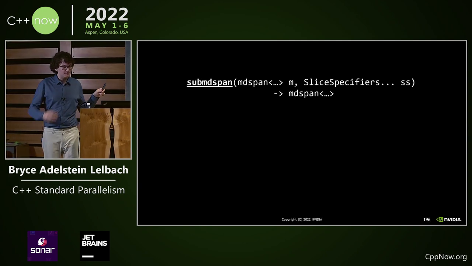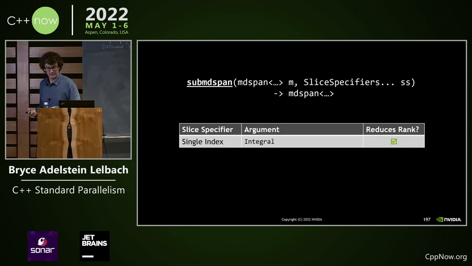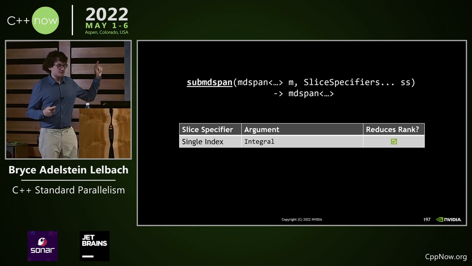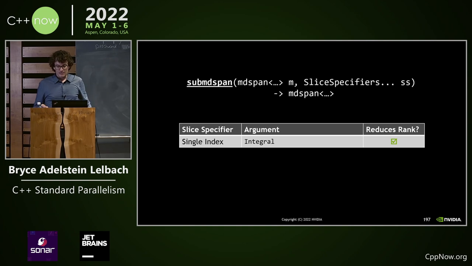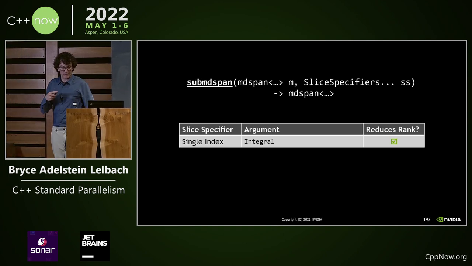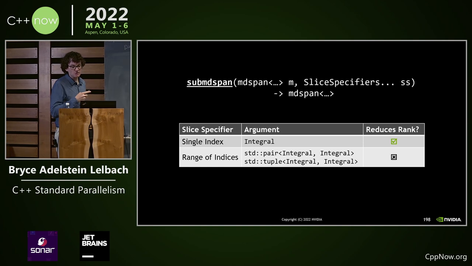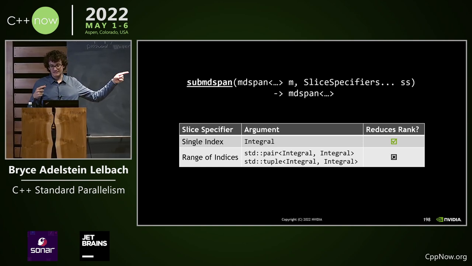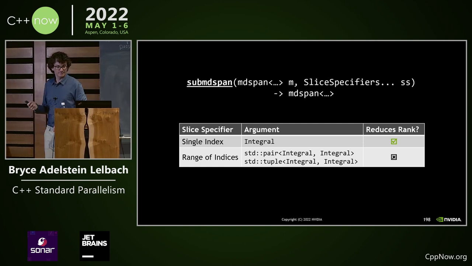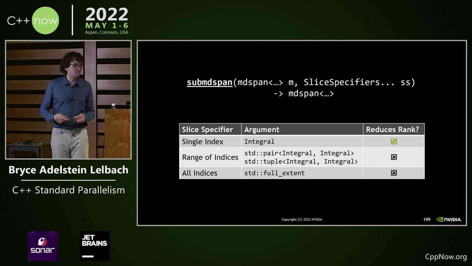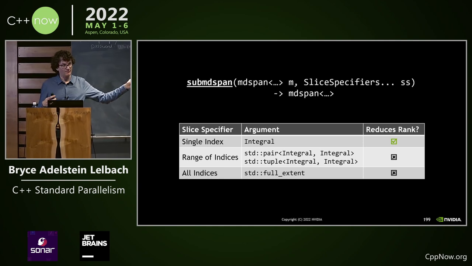For each extent of the MDSpan, you pass a slice specifier to sub-MDSpan. There are three types of these slice specifiers. The first is a single index to be selected for an extent, and you do this by passing an integral as the slice specifier. The rank of the returned MDSpan will be reduced by 1 for each single index slice specifier. You can also pass a range of contiguous indices to be selected for an extent, and this will not reduce the rank because it's not eliminating that dimension. And then finally, you can pass the special magic value full extent to select the entire extent, and this again will not reduce the rank.